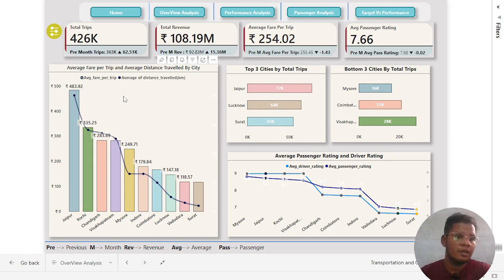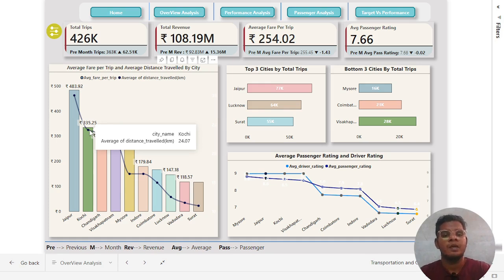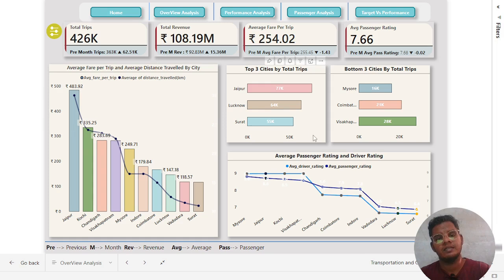For example, 483.92 is the average fare for a single trip in Jaipur, and the average distance traveled is 30.2. For Kochi, the distance traveled is less compared with Jaipur, only 24.07. It keeps decreasing like first place, second place, and third place. We will dig deeper into why it decreases in some cities and increases in others.